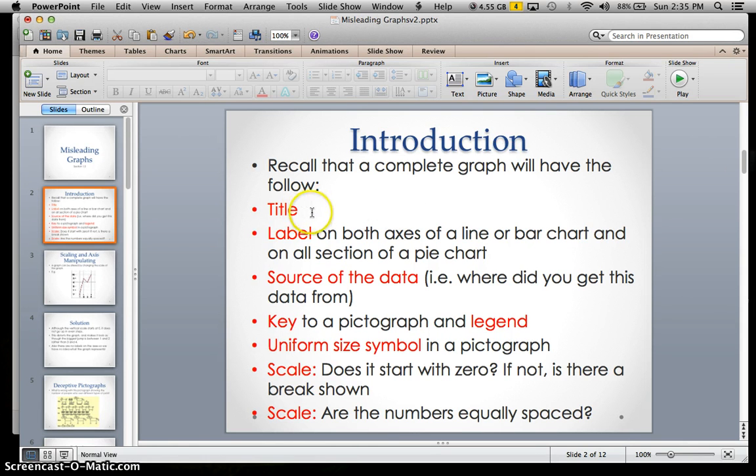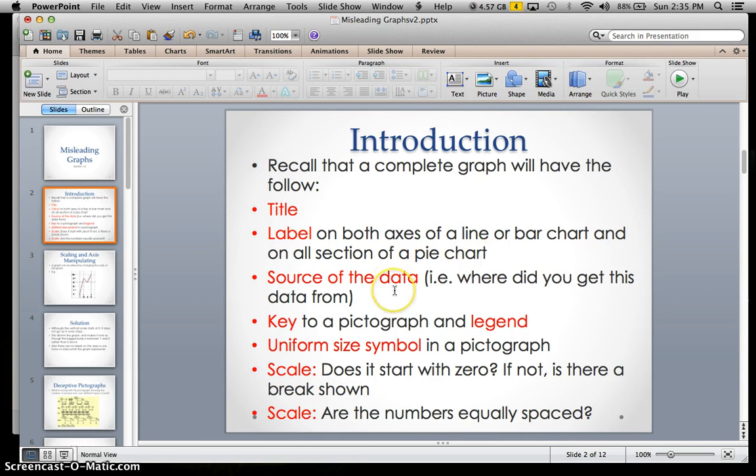So recall that you should have a title on all of your graphs. The title tells me what kind of information I'm looking at. You should have labels on both the horizontal and the vertical axis of a line chart or a bar chart. And on a pie chart, you should be labeling all the sections. So when you take a look at your circle, if I've got 25%, you need to tell me what that 25% represents on a pie chart.